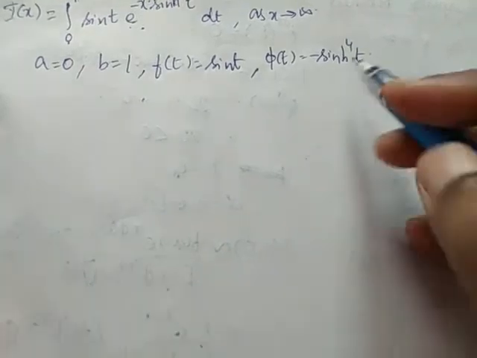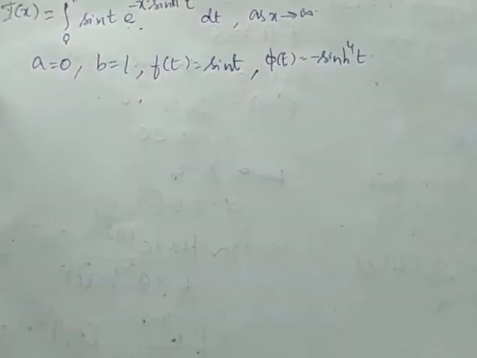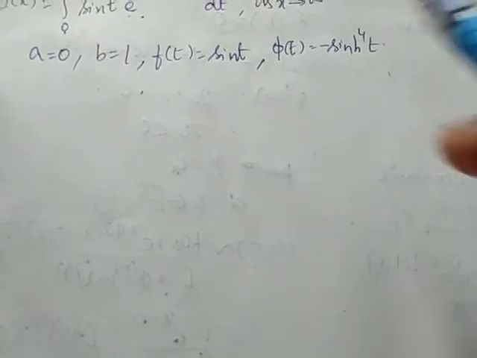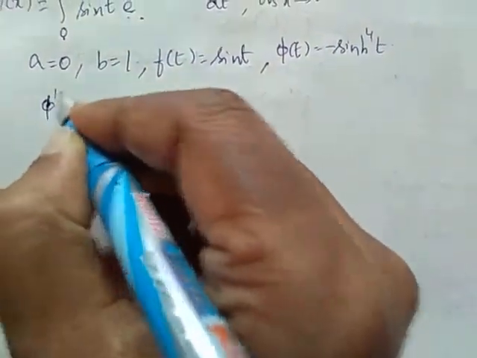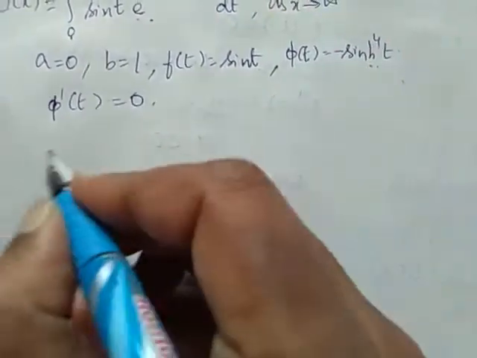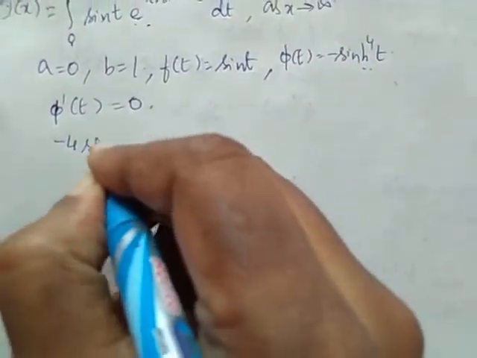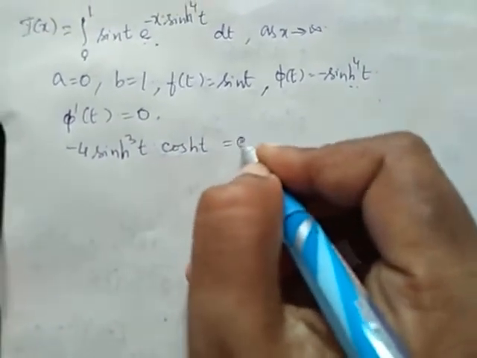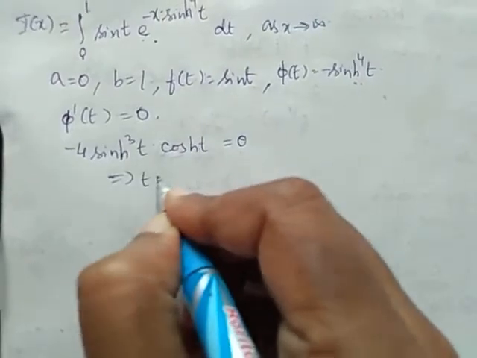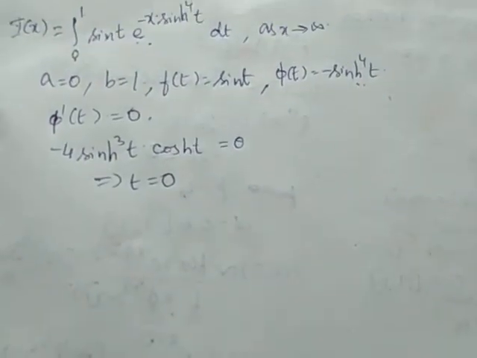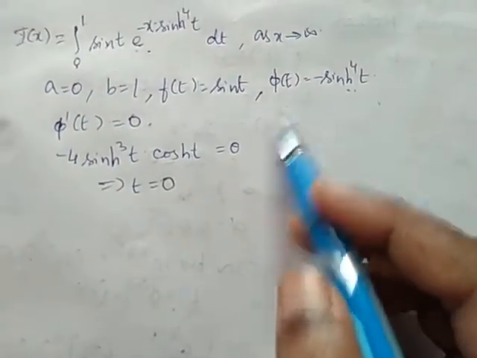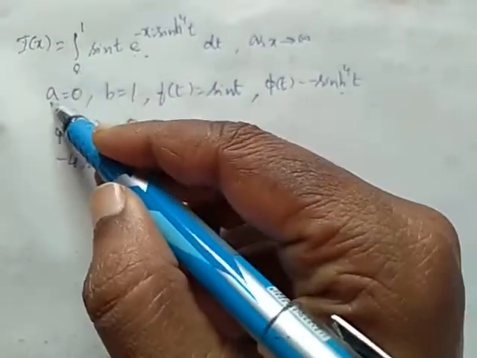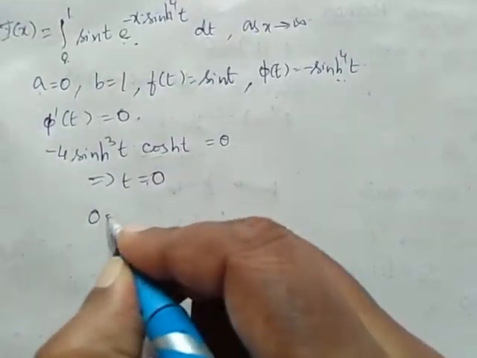Now we have to find the point at which phi of t is maximum, right? So to find the maximum point, we have to consider phi dash of t is equal to 0. So when we differentiate this, what we will get? Minus 4 sinh cube t into cosh t is equal to 0. So this implies t is equal to 0. At 0, the value is maximum and 0 or a is our alpha.